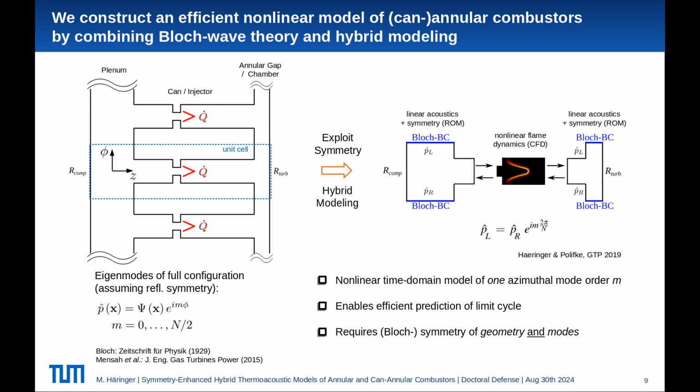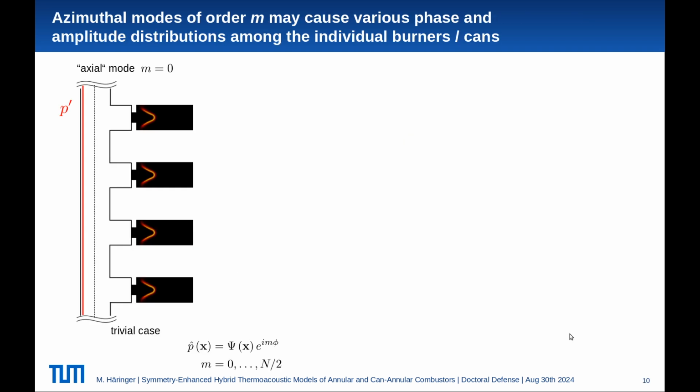However, there is one main drawback, and that is this model requires the Bloch symmetry, so it requires actually the discrete rotational symmetry of the system, so of the geometry, and also of the thermoacoustic modes in this system, even at higher amplitudes. And we will have a look at what this actually means, the symmetry of modes, in the next few slides, and if this is really a severe restriction of the model.